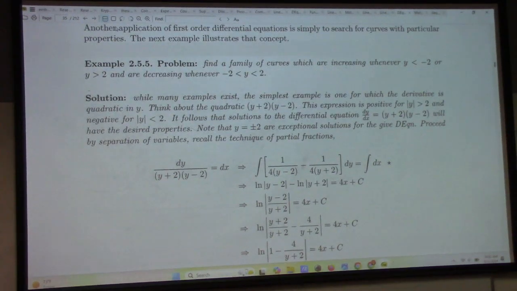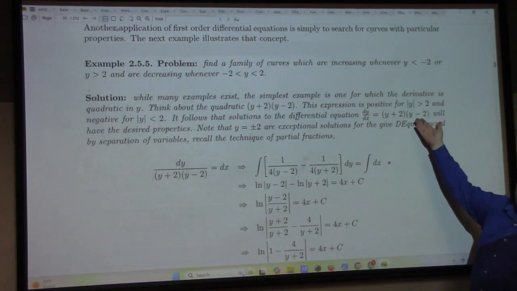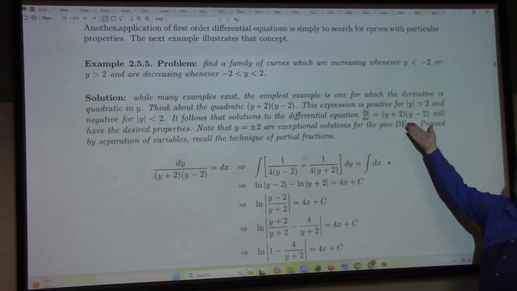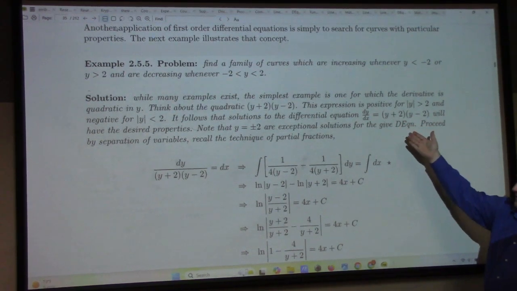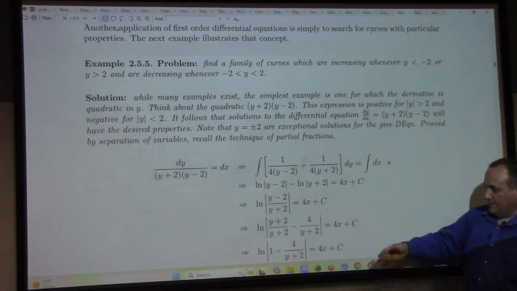Now you might say, well, aren't there other functions which do that? Well, sure. I'm just trying to find one, though, and let's not make it more complicated than it needs to be. And so can you solve this differential equation? Well, sure. Yet again, separate, and integrate, right? And partial fractions, later, we get this.